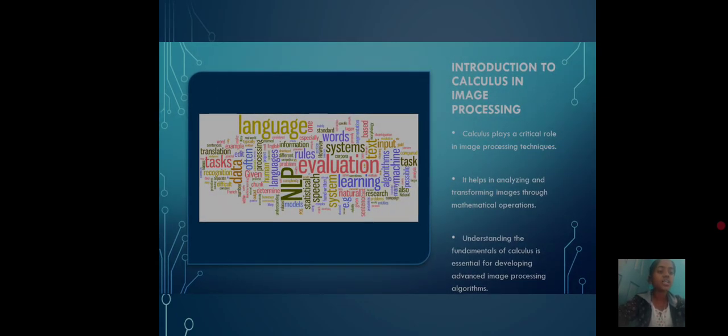Calculus plays a critical role in image processing techniques. It helps in analyzing and transforming images through mathematical operations. Understanding the fundamentals of calculus is essential for developing advanced image processing algorithms.